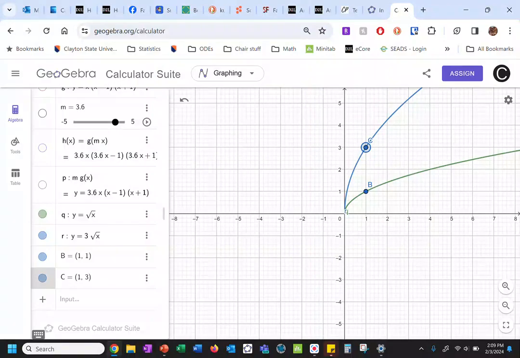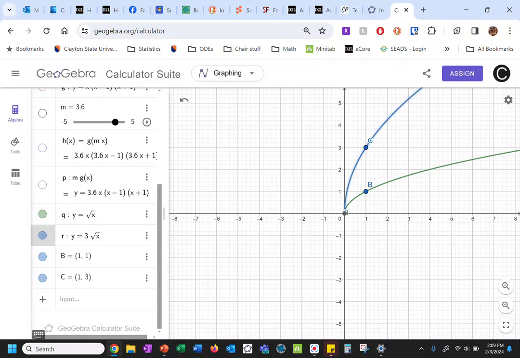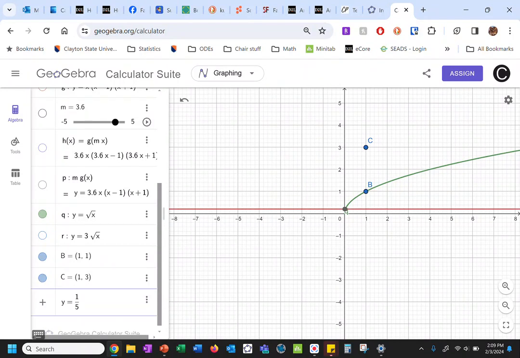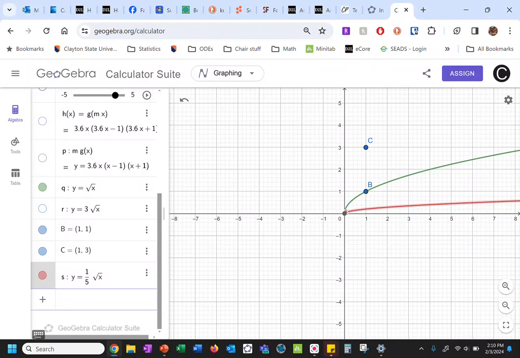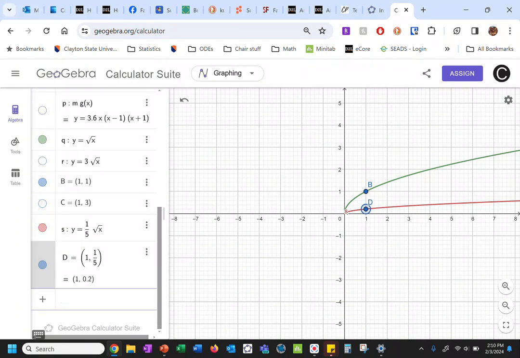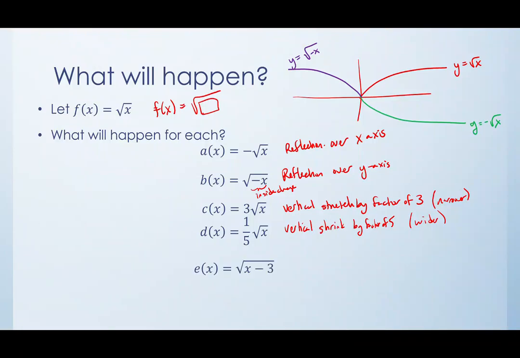So here I'm going to turn off the 3 times square root. We're going to do y equals 1/5 times the square root of x, and that's our red plot here. And you can see that it looks like we squished it. It looks like we made it flat as a pancake, kind of, right? So that point 1 comma 1 is now 1 comma 1/5. So everything's lower on our graph. Okay. So what do we got next?